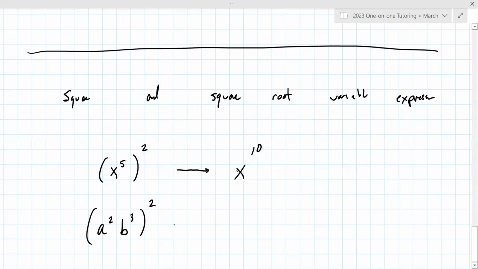Now let's say you have more than one variable and you're squaring it. You apply that exponent to both of these exponents here. So that would become a to the 4th, b to the 6th. Notice you're multiplying the exponents each time.